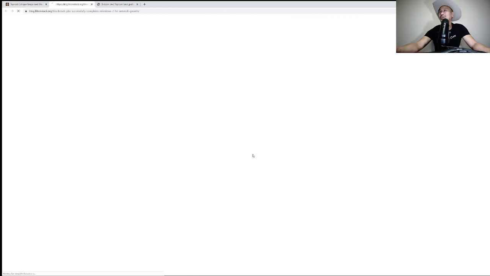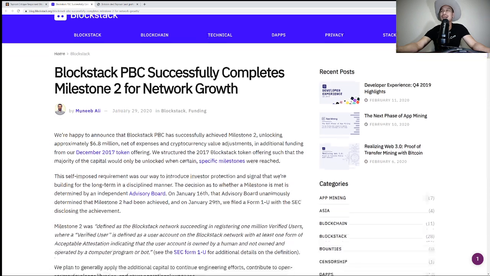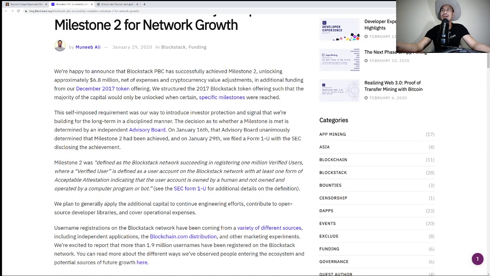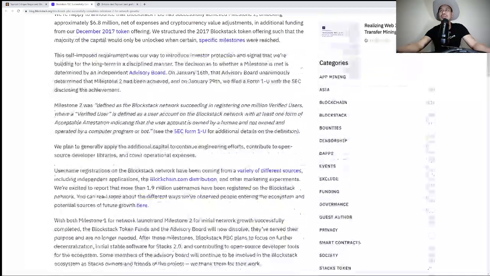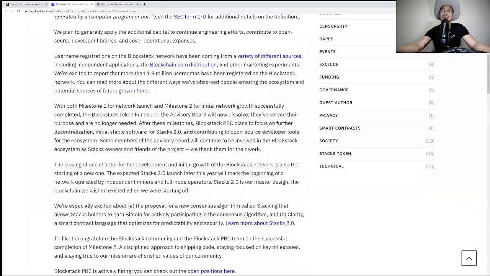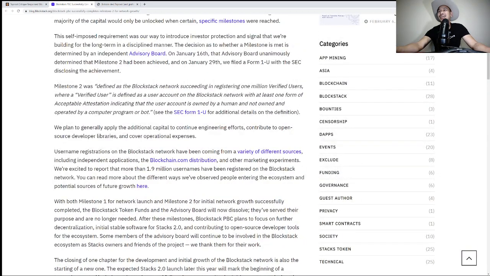They've also been criticized because they unlocked $6.8 million for essentially getting 1 million users. Basically when they did their token raise, or their ICO, they locked up a lot of their funds and said, until we reach these milestones, we're not going to get a lot of this money. And apparently they reached their second milestone, which was, we have 1 million users now. Of course, there's no way there's 1 million users on Blockstack. It's not that they actually got 1 million users. They had 1 million username registrations on the Blockstack network, and that's so incredibly easy to game.